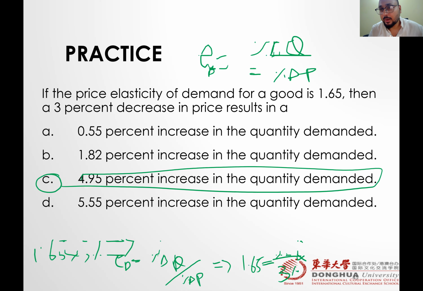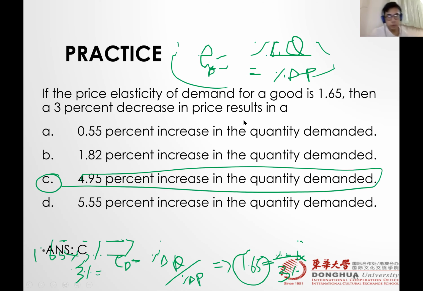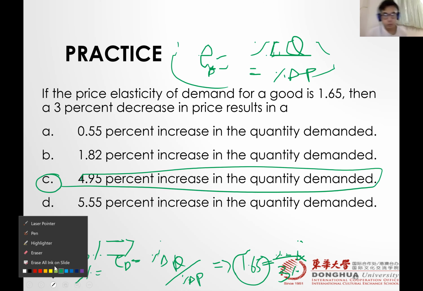Everybody understand that, or should I repeat this? Kiranan, Gustavo, PD, Mirko. So it is 1.65 multiplied by 3. Yes. 1.65 is the elasticity of demand for the good, and 3% is the decrease in the price. Isn't it? You rearrange the formula, you will find out the answer. Simple. Okay. Answer is C.